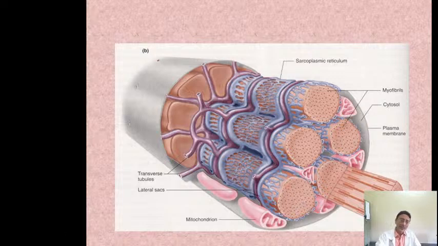Same thing is being shown here. See, this is the transverse tubules. All these are the transverse tubules. You will find that the cytoplasm is there. The small myofibrils are present. This is the mitochondria. Here you will find that the dark fibers and the light fibers are present.